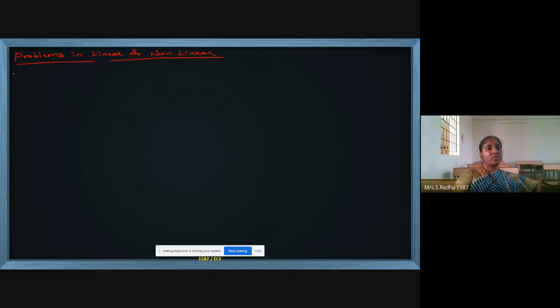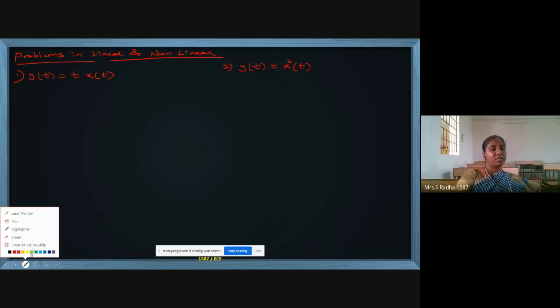So for the first problem, I will take y of t equal to t into x of t. For the second problem, I will take y of t equal to x square of t. Now we will check whether these systems are linear or not, the first system and the second system.